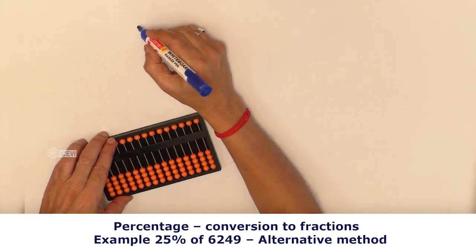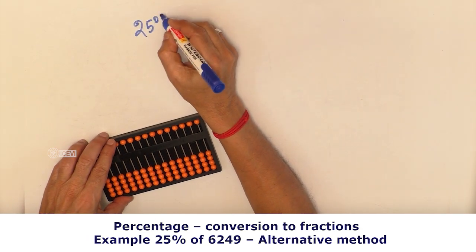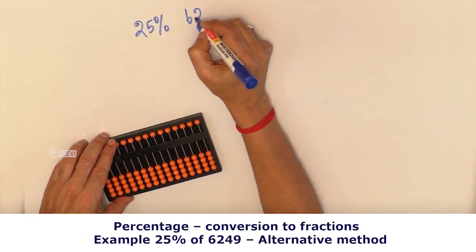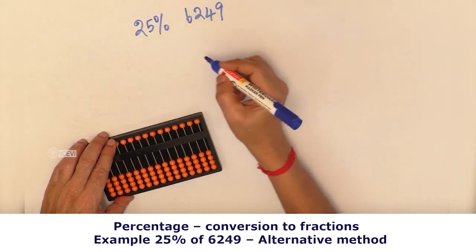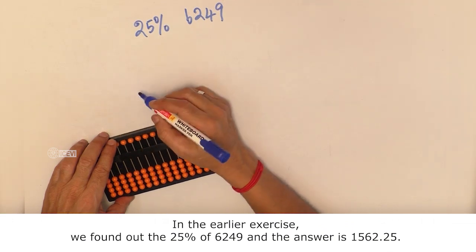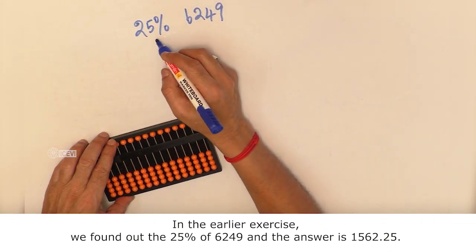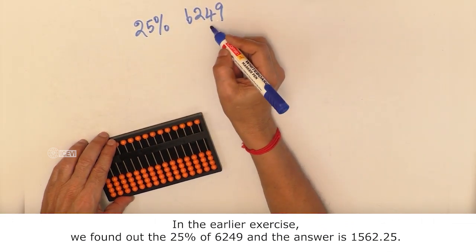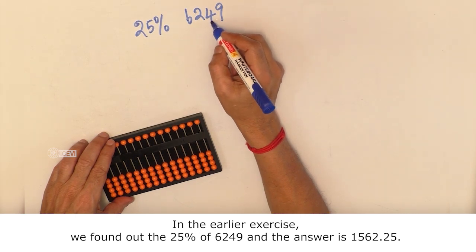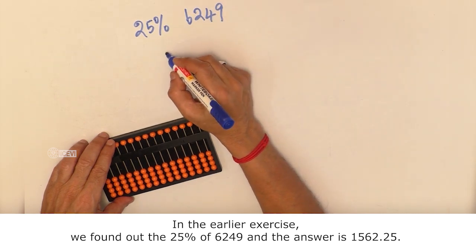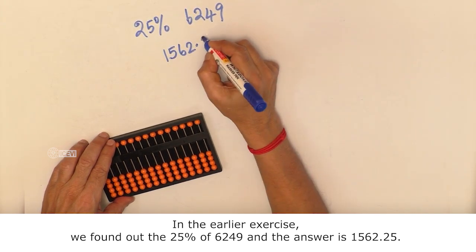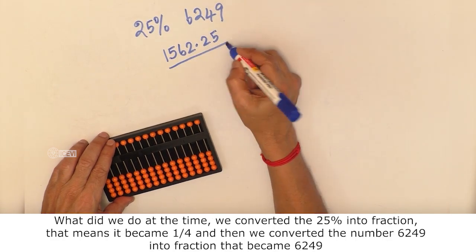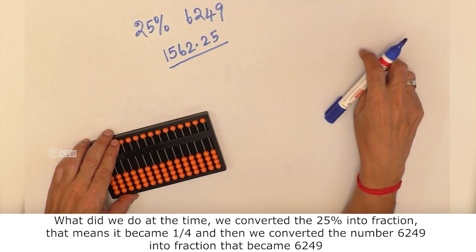Title of the video: 25% of 6249, an alternative method. In the earlier exercise, we found out that 25% of 6249 is 1562.25. What did we do at that time?